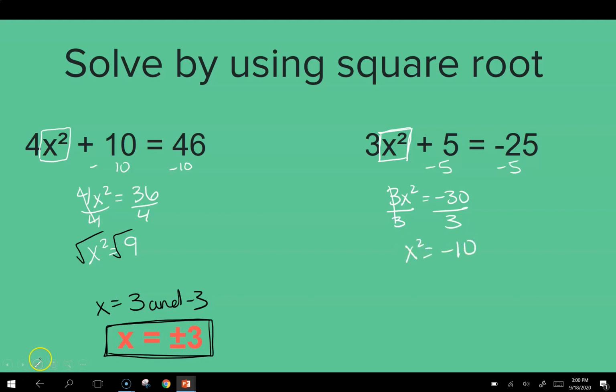Now that it is by itself, I can square root both sides. Well, the square root of negative 10, remember, that's negative 1 times 5 times 2. What does the square root of negative 1 turn into? It turns into an i. I can't break apart 5 and 2 anymore, so that's going to stay 10. And remember, we are going to have the positive and the negative of each answer. So we have positive and negative i times the square root of 10.